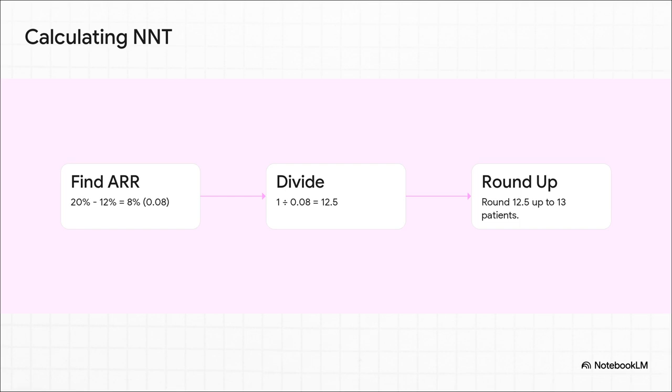Step 3 is where so many people lose easy points. You might be totally tempted to round conventionally, right? But for NNT, you can't treat half a patient. You have to treat a whole extra patient to actually see the clinical benefit. So 12.5 rounds up to 13 patients. Even if it was 12.1, you'd round up to 13.